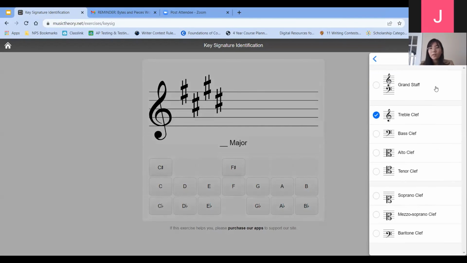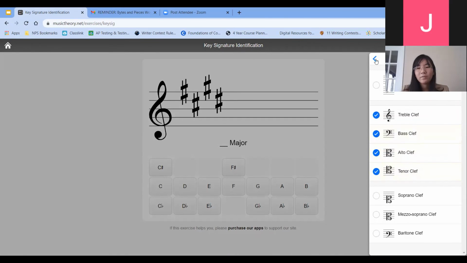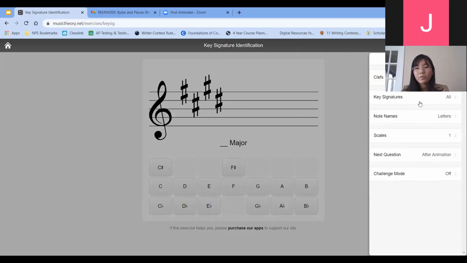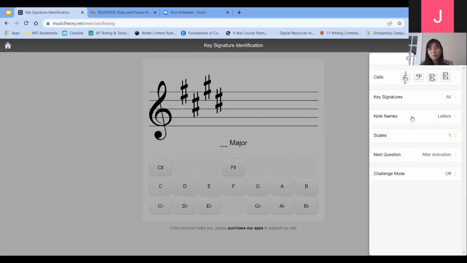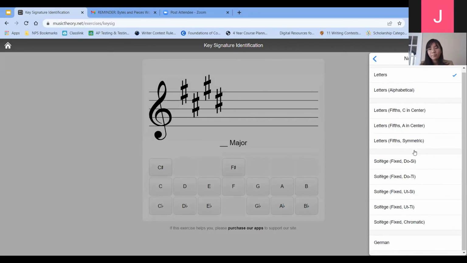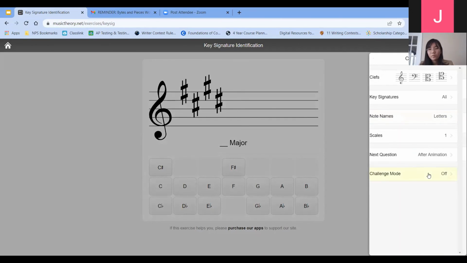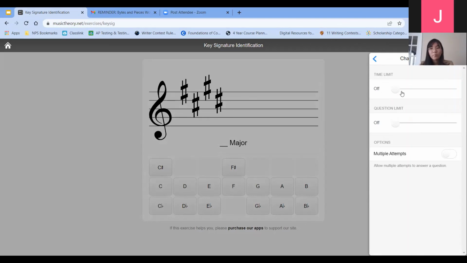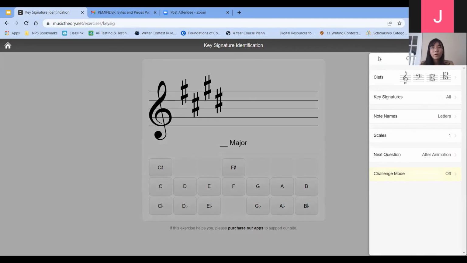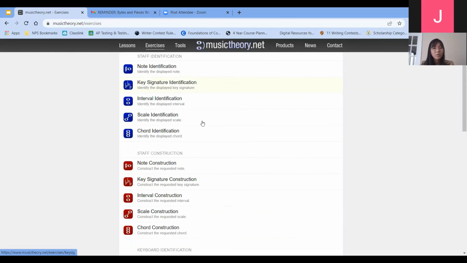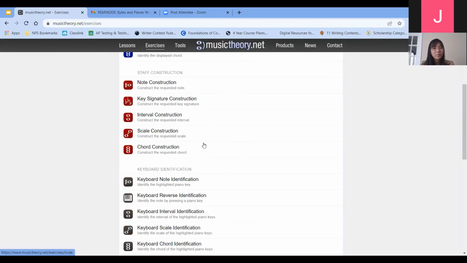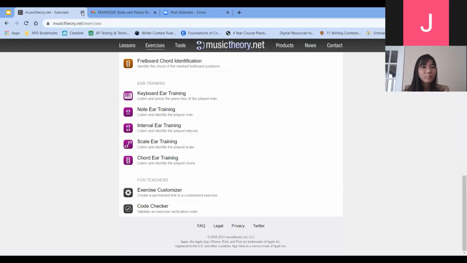You can set the clefs you want to use, like bass clef, alto clef, tenor clef, grand staff. You can also set the scales that you want to use, skill modes, and just the note names and challenge mode, the time limit, question limit. So I think this would be a good resource for you guys to practice anything. There's also oral skills as well. So yeah.